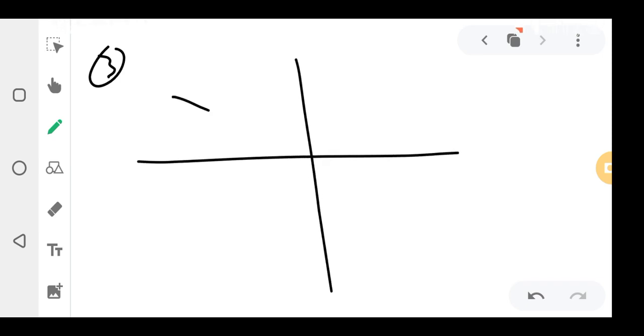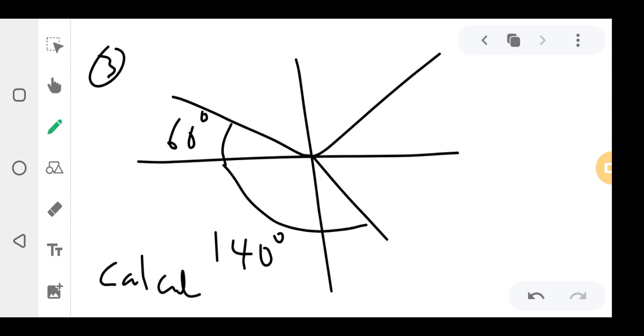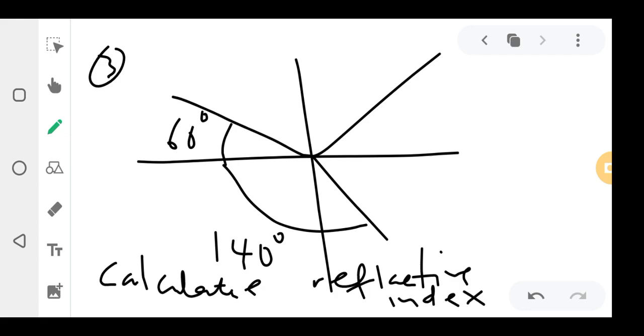Okay, the other one is question 3. They can give you this one as 60 degrees, and then from there to there they can give you 140 degrees, and then they say calculate the refractive index. Okay, question 4.